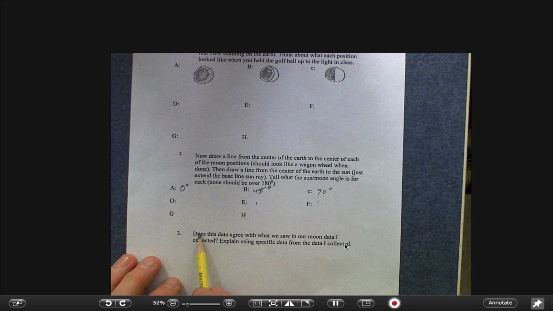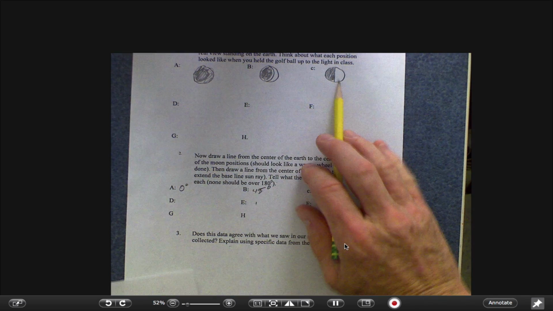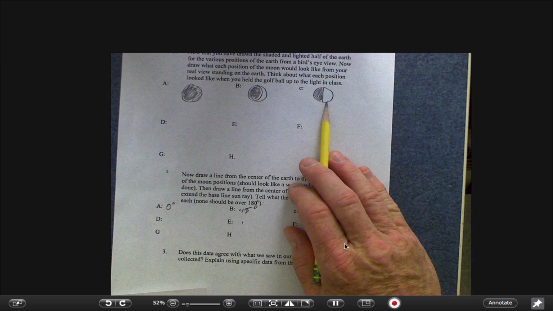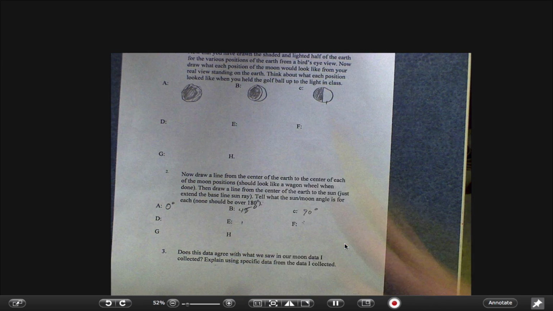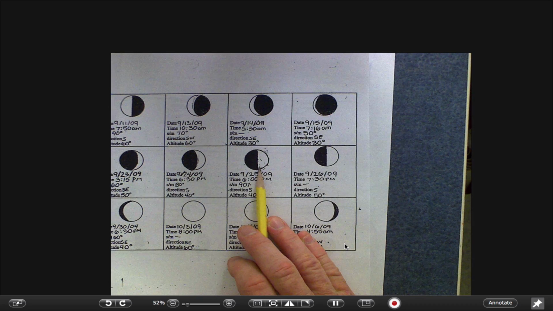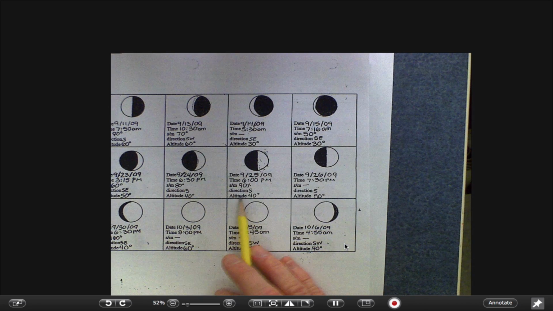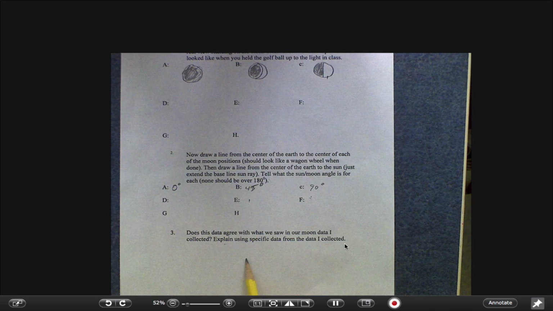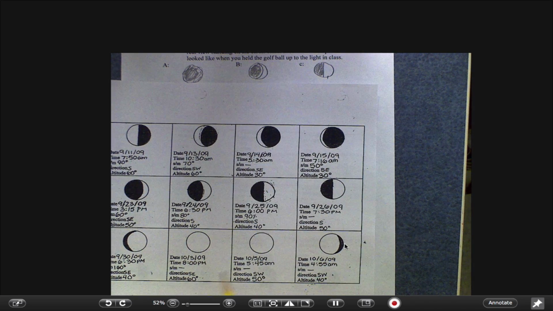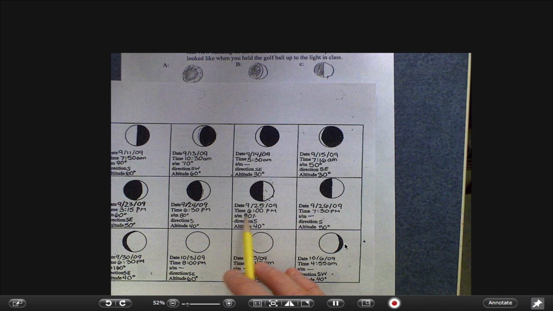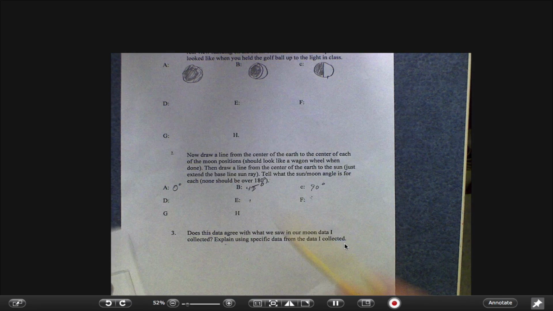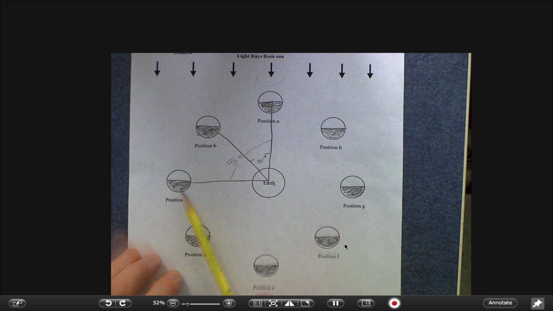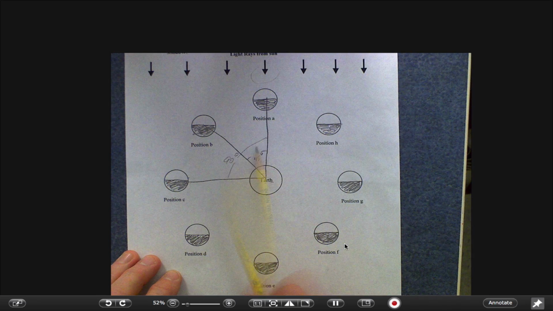And then, does this data agree with the data we saw in the moon data I collected? It says explain, giving specific data. Well, we'll do one. We'll do C. C is when I can see the right-hand half of the moon, and right there I can see the right-hand half of the moon, and that had a sun-moon angle of 90 degrees. So right here I could write yes. On 9/25/09, the right-hand half of the moon was visible, and it had a 90-degree angle, just like this right-hand side of the moon that's visible also has a 90-degree angle.